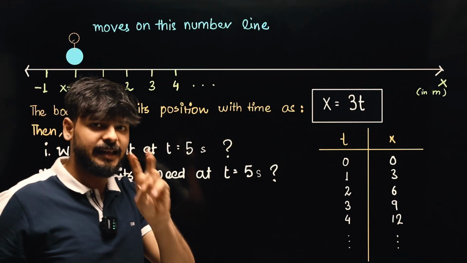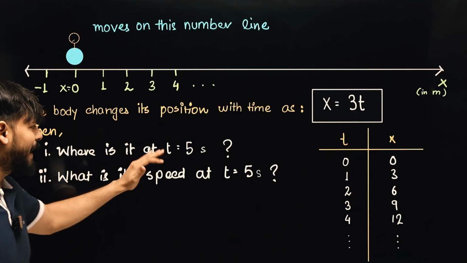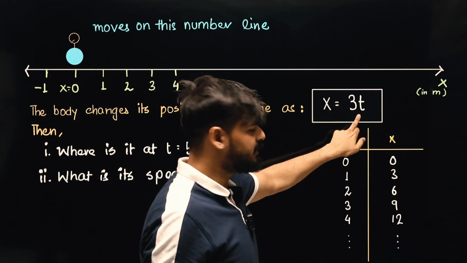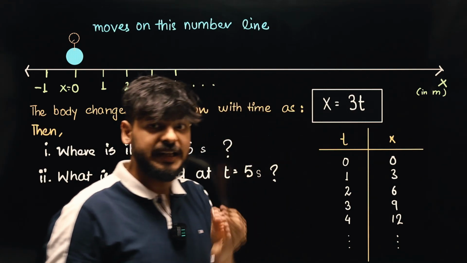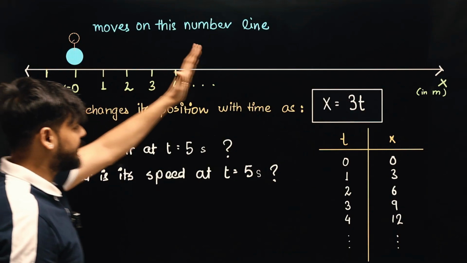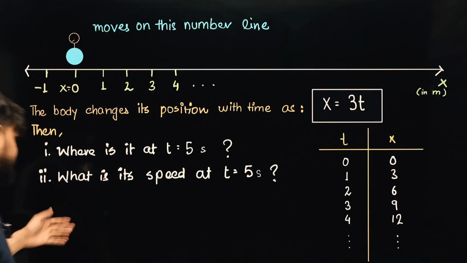Having understood that, there are two questions that I want you to answer. The first one is, where is the body at t equal to 5 seconds? Well, that's pretty easy. You just put 5 in place of t, you get the value of x as 15, and so you realize that at the 5th second, the body is at x equals 15. Might be somewhere here. Great, easy question. Now let's read the second question.